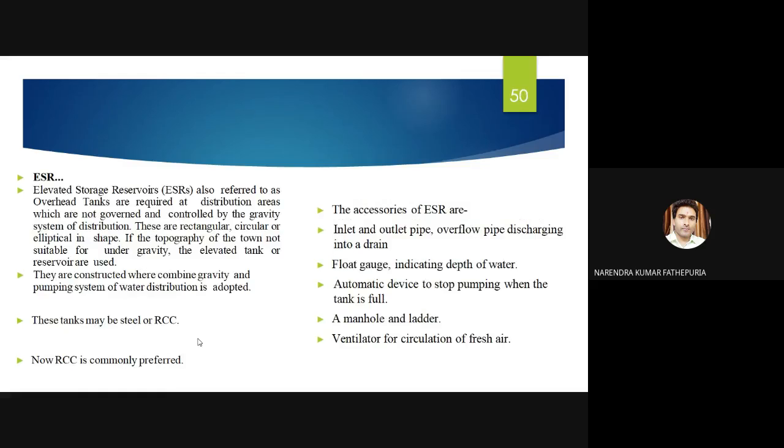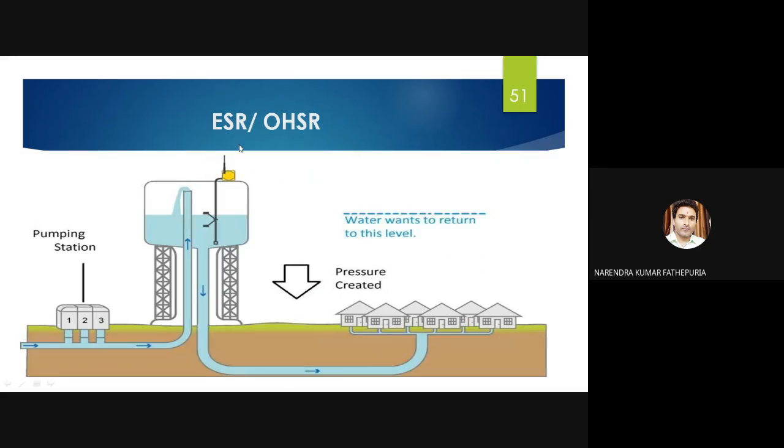This elevated storage reservoir we call OHSR. You can do this design in RCC or steel structure. The various components are: inlet and outlet, overflow pipe and discharge into a drain, float gauge indicating the pipe and depth, an automatic device to stop pumping when the tank is full, manhole, ladder, and all those things. This is the overhead, elevated storage reservoir. We can see the overhead storage reservoir, pumping stations, and water treatment plant. Water has to be stored in the OHSR.